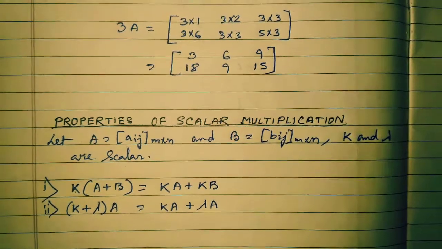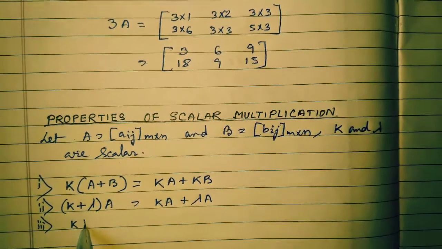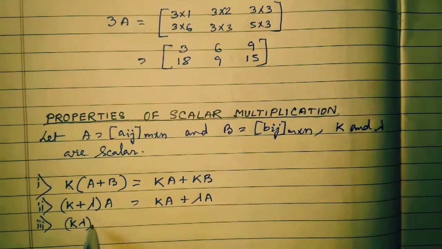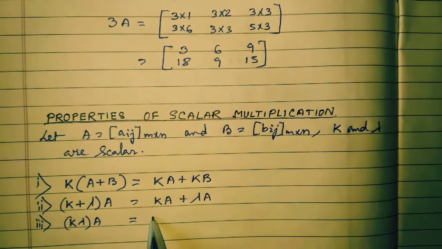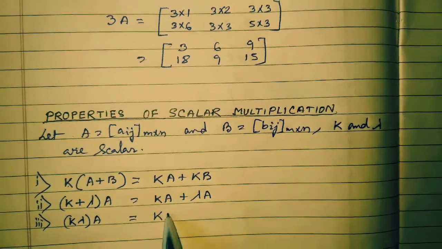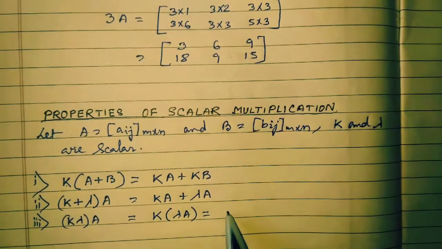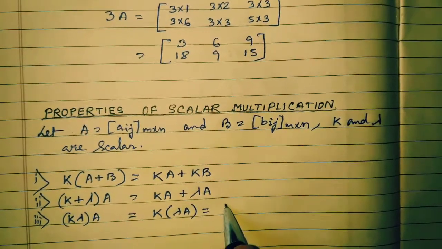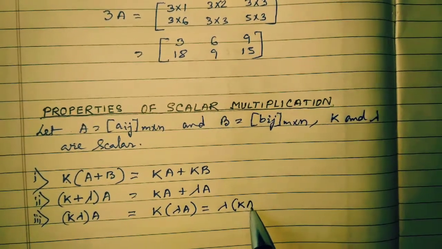Clear? Similarly, the third property: K times lambda into A, suppose it is given. So it is K times lambda into A, and that value is also equal to lambda into K times A. That is also equal.